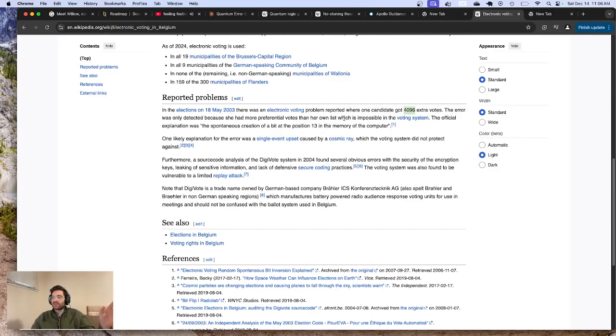The error was only detected because she had more preferential votes than her own list, which is impossible in the voting system. I don't understand what they mean. We're gonna avoid that. One likely explanation for the error was a single event upset caused by a cosmic ray, which the voting system did not protect against. So a cosmic ray actually went through the computer and flipped the bit.